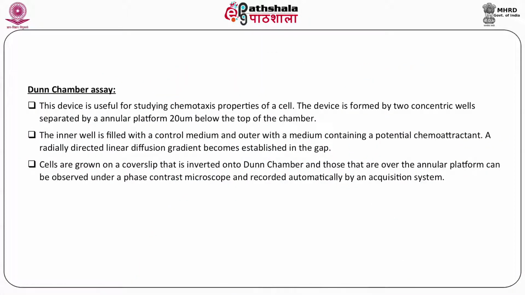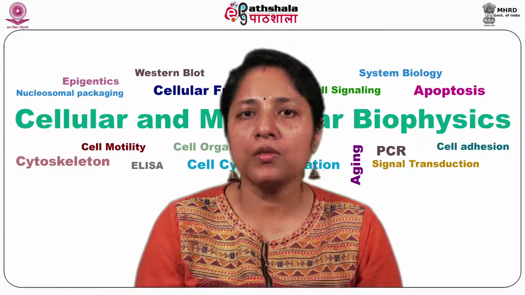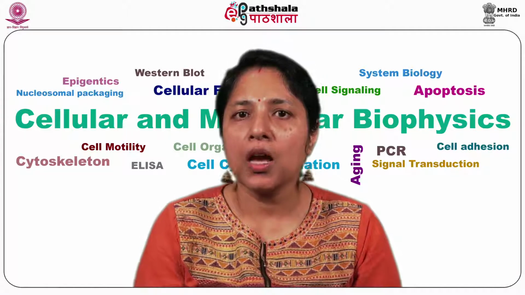Cells are grown on a cover slip that is inverted onto the Dunn chamber, and those that are over the annular platform can be observed under a phase contrast microscope and recorded automatically by an acquisition system. Now 2D methods to study group cell motility. So far we were studying single cells, now group cells.